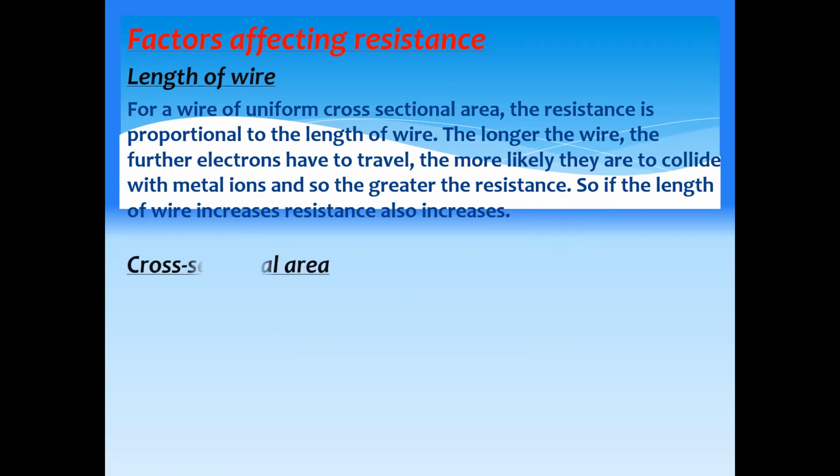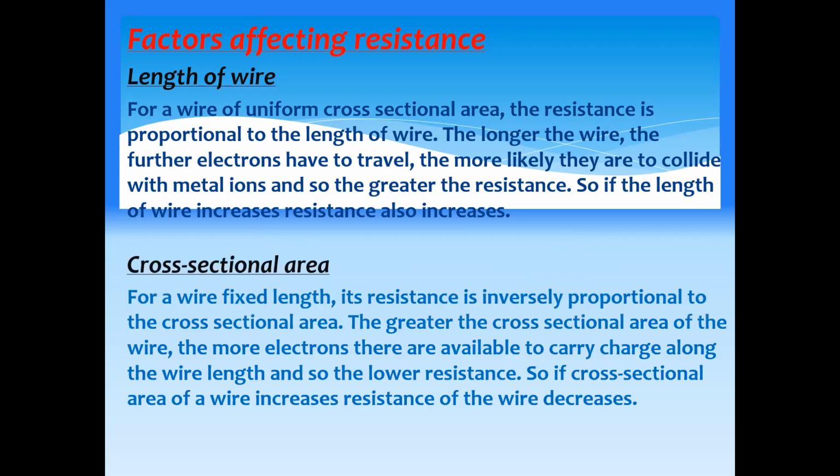And the second factor on which it depends is the cross-sectional area. As you can see, if we have two wires, one is thick and another one is thin. Thick wires will have low resistance, whereas thin wires will have high resistance, because resistance is a property of a material to stop the flow of the charges.